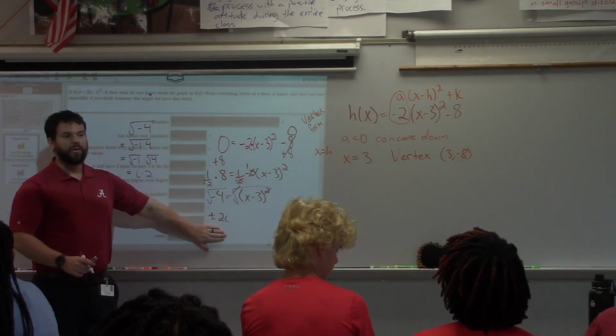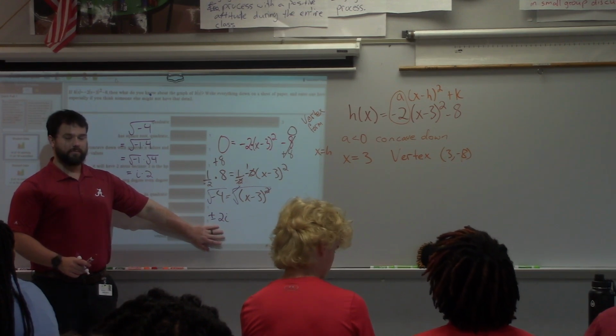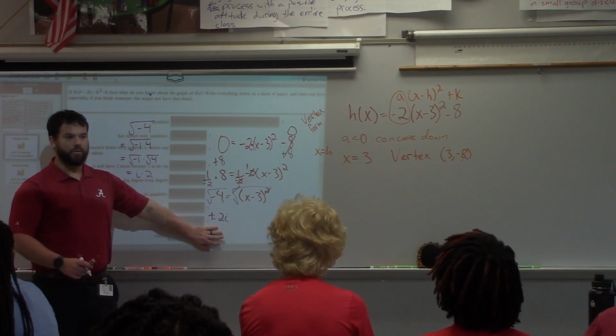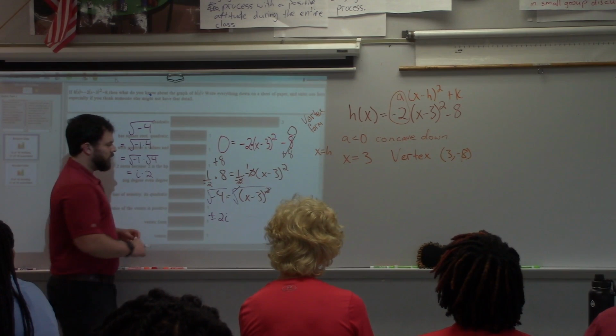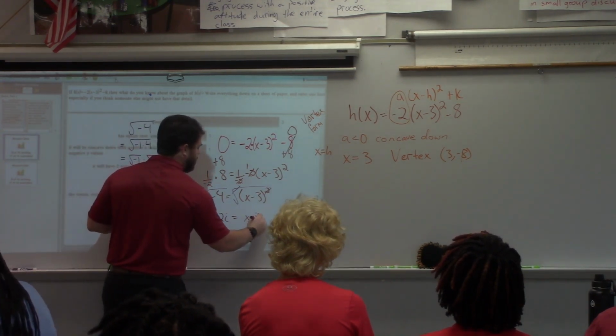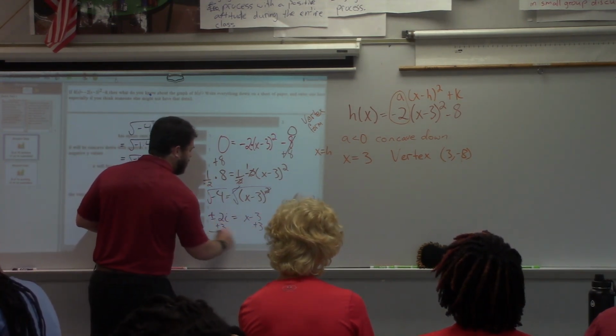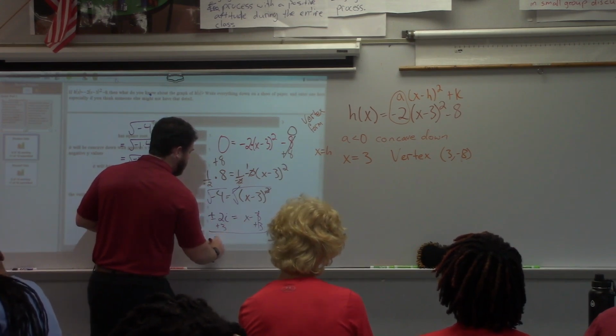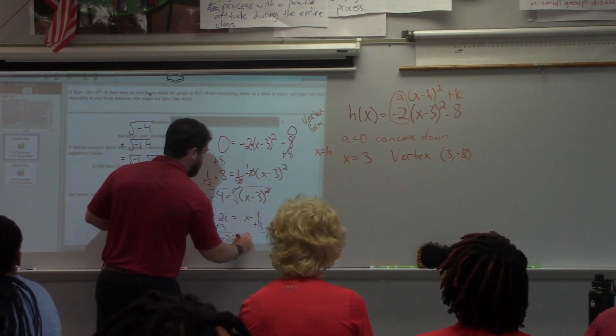So notice, will this graph intersect the x-axis? No. Those are imaginary zeros. Okay? Add 3, add 3. So, 3 plus or minus 2i equals x.